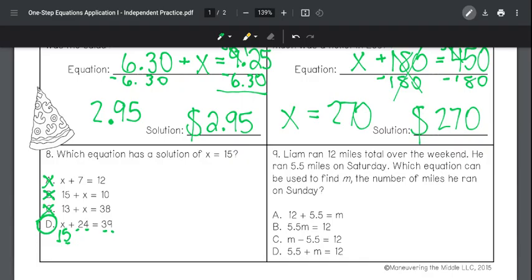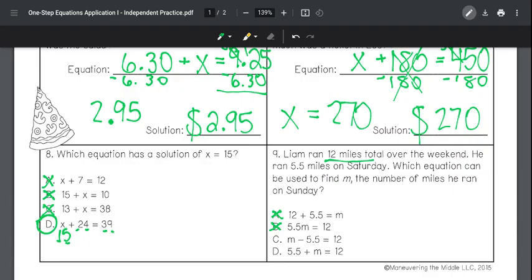All right, last one, number 9. Liam ran 12 miles total over the weekend. He ran 5.5 miles on Saturday. Which equation can be used to find M, the number of miles he ran on Sunday? Okay, well, we know that he ran 12 miles in total. Letter A says we're doing 12 plus more, so that's out, because 12 has to be our final big number. If we ran 5.5 miles on Saturday, are we going to multiply that by something to get our total of 12? No.